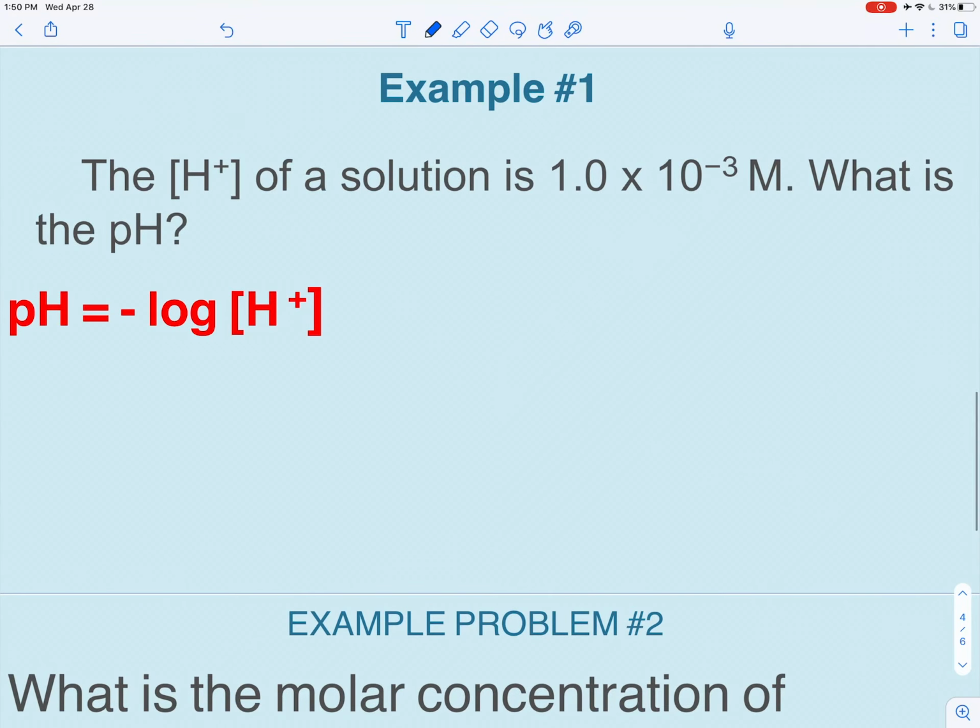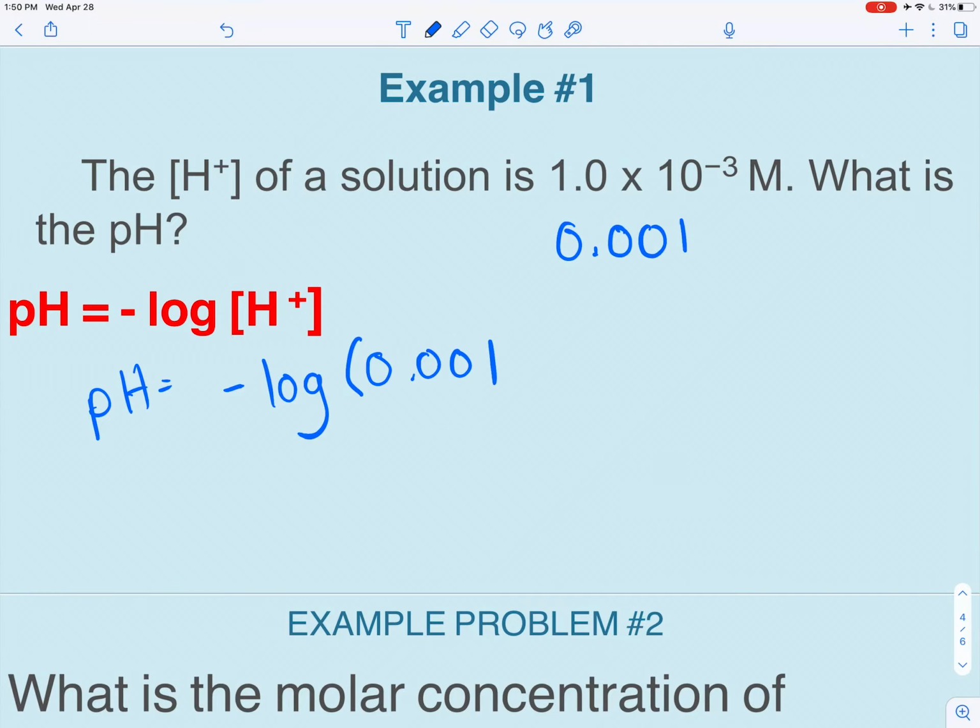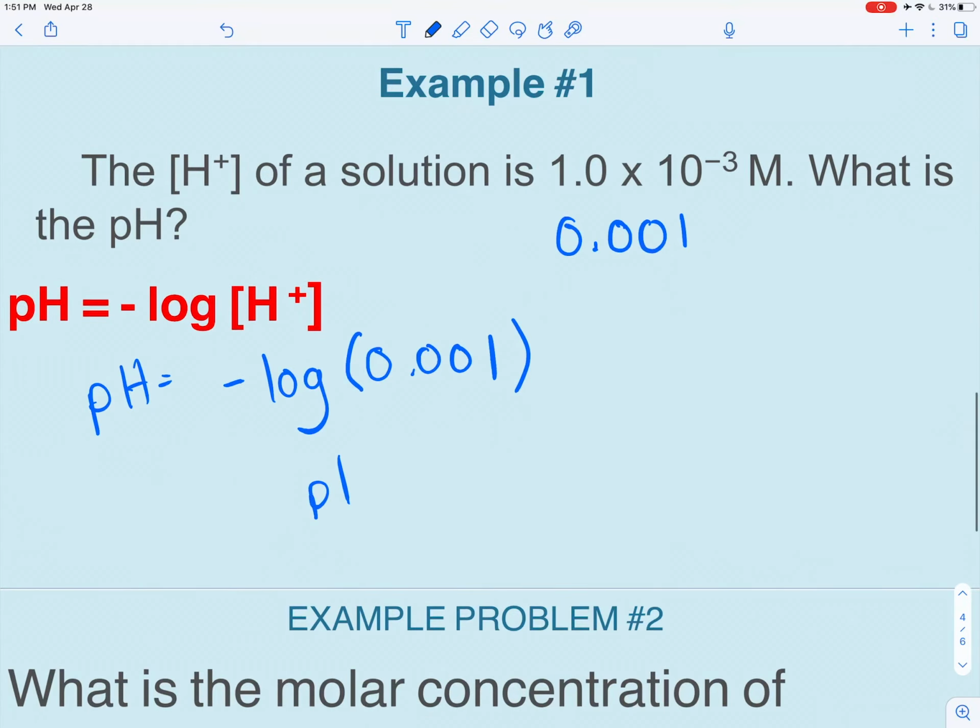Okay. So, let's just walk through a couple example problems together. So the first one, what's the concentration of hydrogen of a solution is 1.0 times 10 to the minus 3. What is the pH? So this is the same as 0.001. So we want to take the pH of this number by taking the negative log. So you're going to put negative symbol, then the log button, and then you're simply going to plug this number in. And we get an answer, a pH of 3.